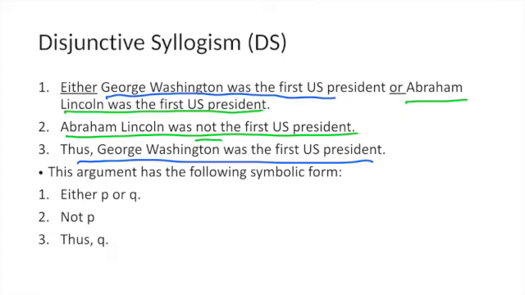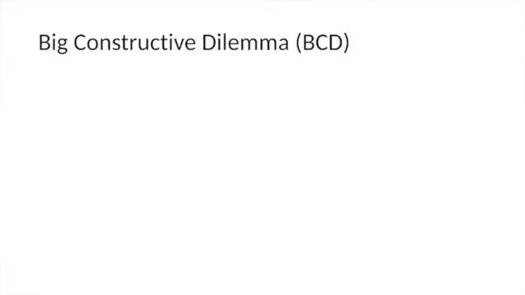So again, we have two options here. We have either P or Q. Then we have the negation of P, which is just not P, right? And that allows us to derive the disjunct that was not negated as the conclusion. So again, another little basic argument form.